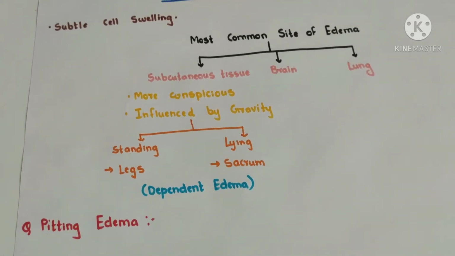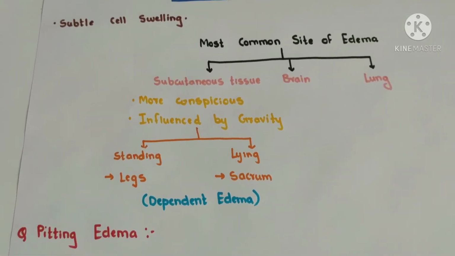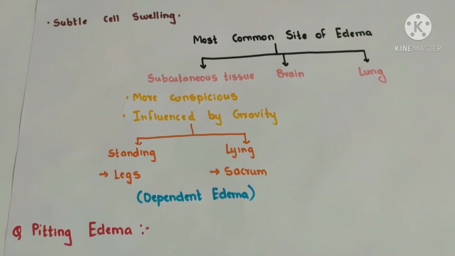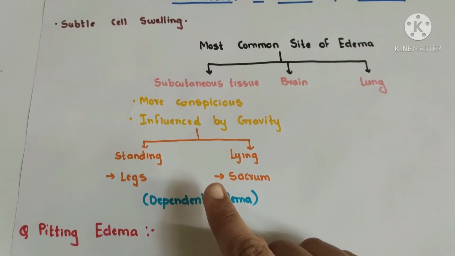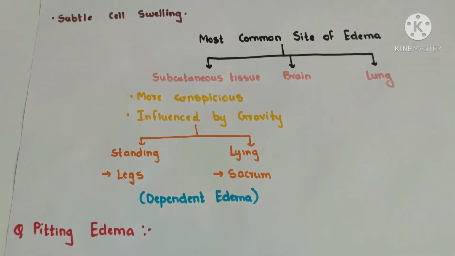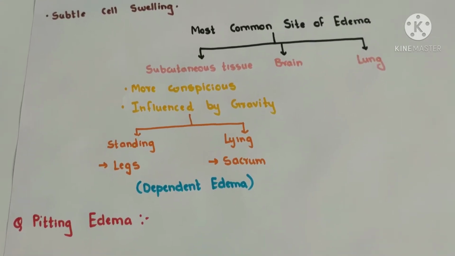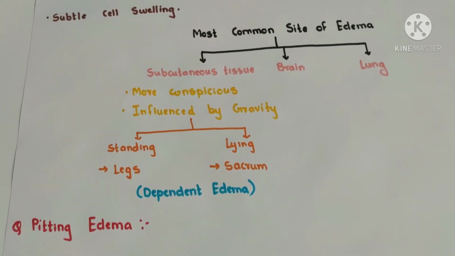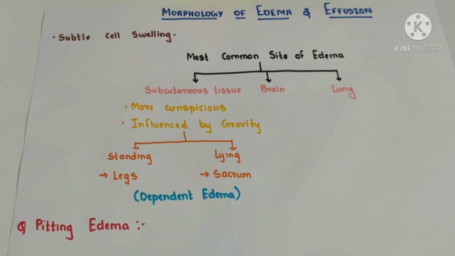Hence, it is known as dependent edema. Now we have a question. What is pitting edema? When there is a subcutaneous edema and if I apply pressure with my finger and it displaces the interstitial fluid and forms a depression, then it is known as pitting edema. If it does not displace the interstitial fluid and does not form any depression, then it is known as non-pitting edema.